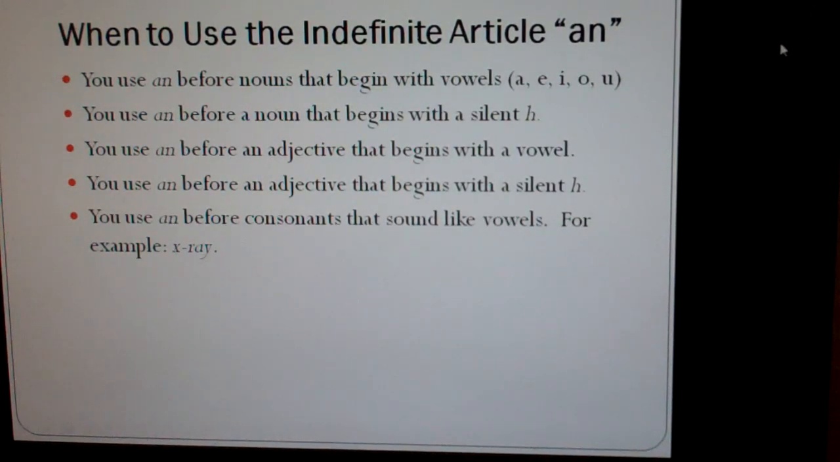You use an before an adjective that begins with a vowel. You use an before an adjective that begins with a silent H. For those of you that are not clear, nouns are a person, place, or thing. Adjectives are usually descriptive words for a noun. Like, for instance, cat is a noun, but black is an adjective. So if you said a black cat, black would be the adjective and cat would be the noun.